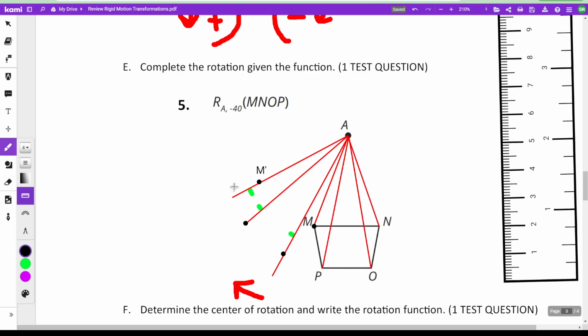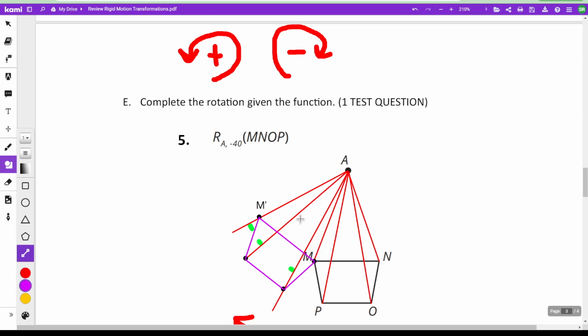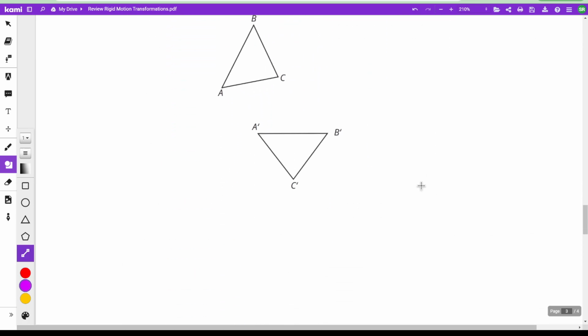Now we've rotated all our points. All we have to do is connect them. And done. We've rotated MNOP negative 40 degrees about point A. So you see it's going in the clockwise direction. All right, so now let's go to number 6.